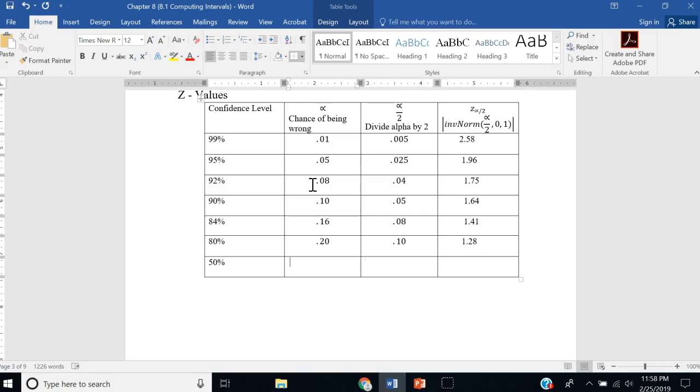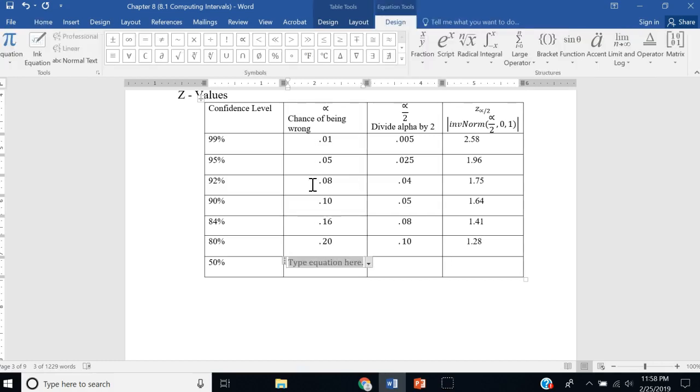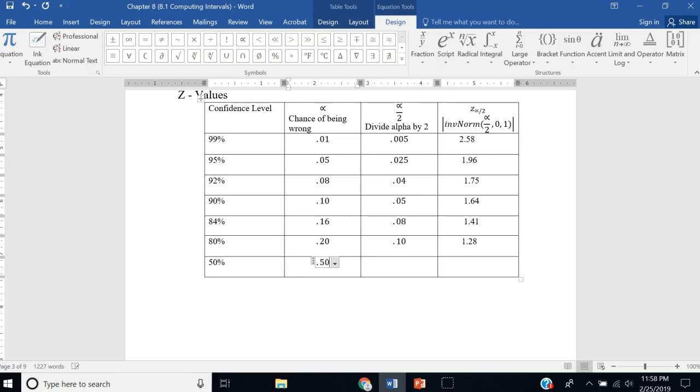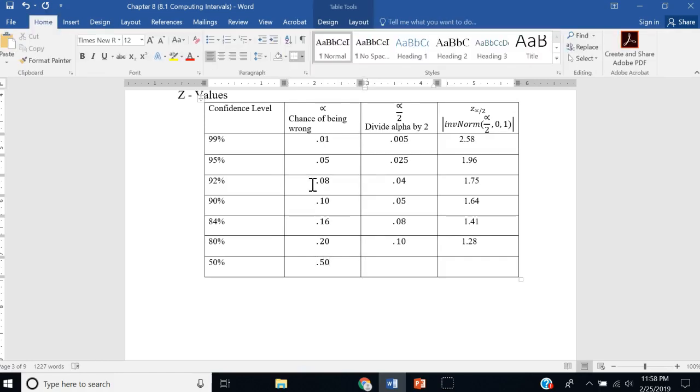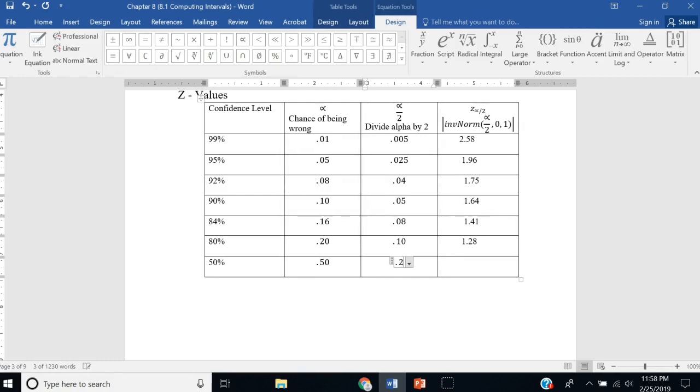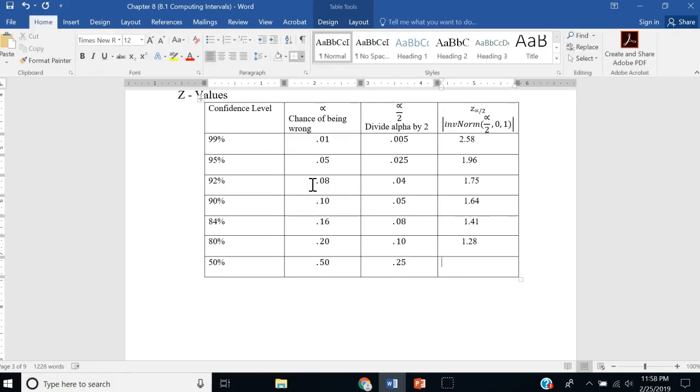Okay, and a 50% chance, again, these last couple would never come up in a real confidence interval scenario, but it is nice getting the practice of trying to fill things out and getting the point of it. So 50% chance I get it right, 50% chance I get it wrong. That means each tail is size 25% or 0.25. When we type that into my inverse norm, I get 0.67 as the z-value.